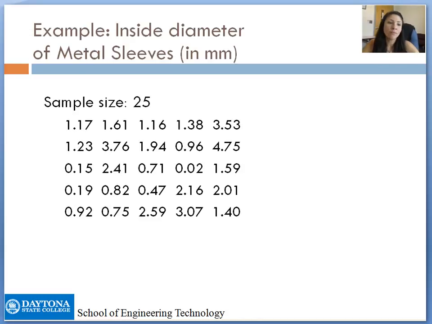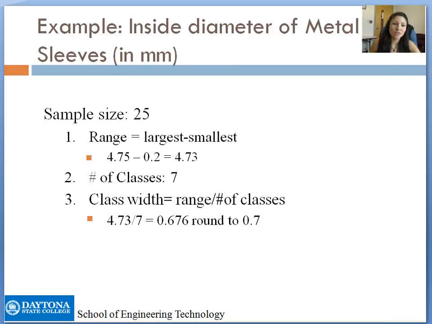So let's work an example. These are the inside diameters of metal sleeves. We have a sample size of 25, and these are the different data. If you do it by hand, the first thing that you have to do is to find the range. To find the range, you have to find the largest observation and the smallest observation and subtract them. The largest observation is 4.75 and the smallest observation is 0.2. The subtraction of them gives you a value of 4.73, and this is the range.